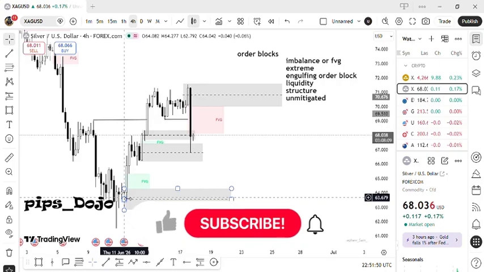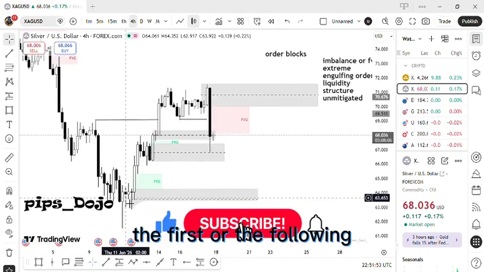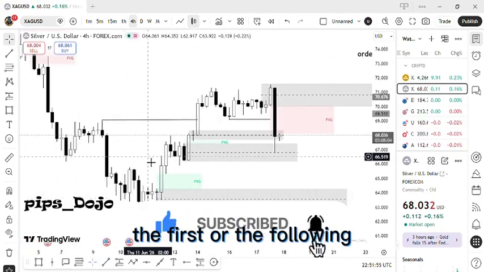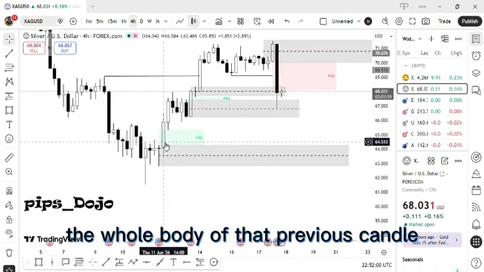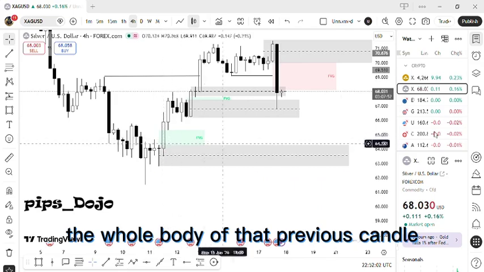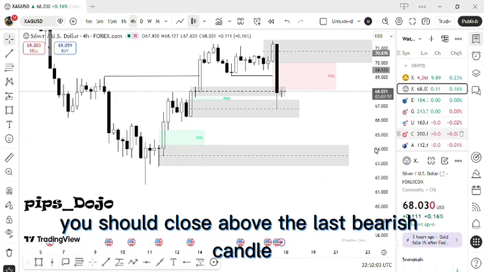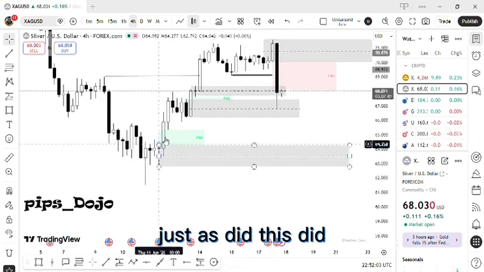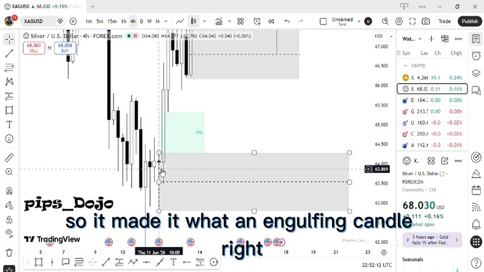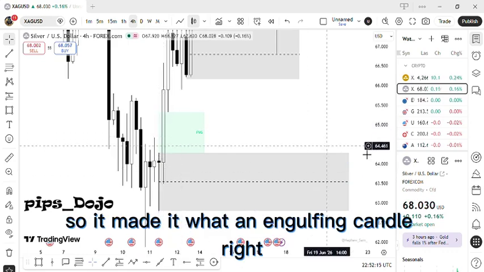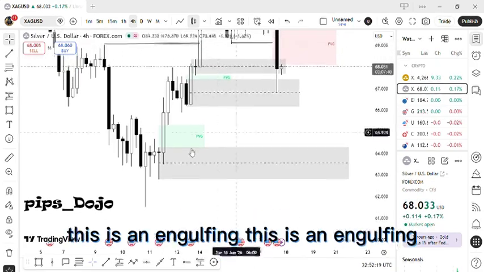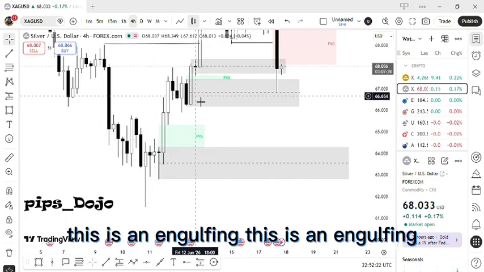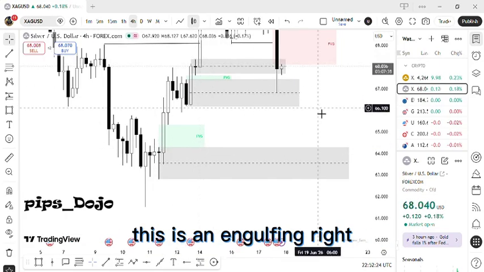So what do we mean by the engulfing? The following bullish candle should cover the body of that bearish candle. Not the whole body, but it should close above the last bearish candle, just as this did. So it made it what? An engulfing candle, right? If an order block is an engulfing candle, it increases the probability of that order block. This is an engulfing, this is an engulfing, this is an engulfing, right?